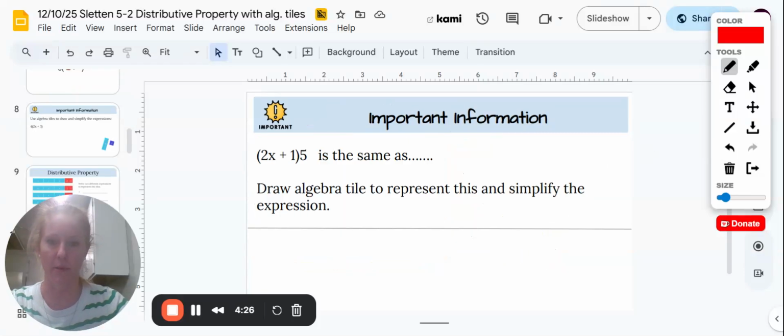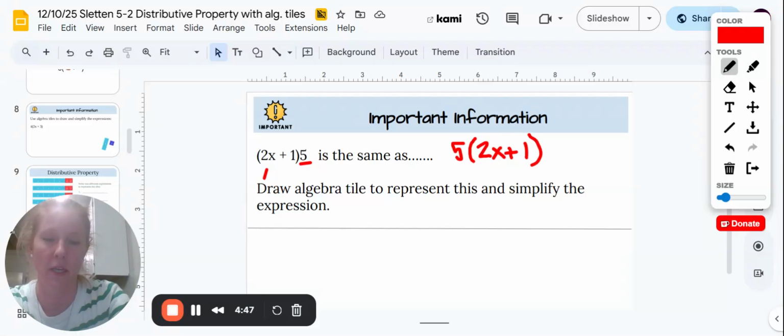And the last example. Some kids get confused when the number comes after the parentheses, but remember, with multiplication, you can switch the order and you'll still get the same answer. So 2x plus 1 in parentheses with the 5 after is the same as 5 parentheses 2x plus 1. So either way is the same thing.